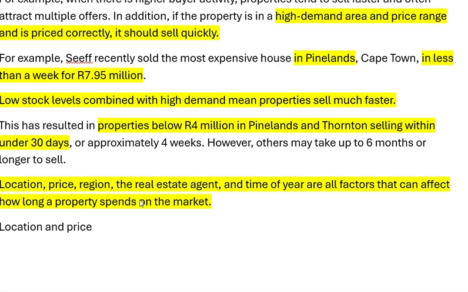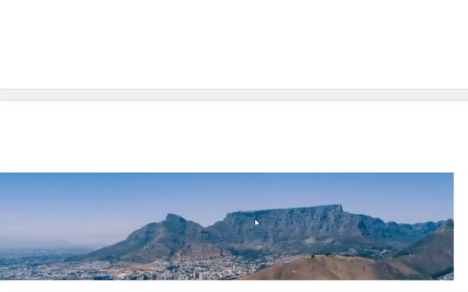Location, price, region, the real estate agents, and the time of the year are all factors that can affect how long a property spends on the market. So that says again the region, the price, the location, and also what time of the year you are taking the sale to the market.